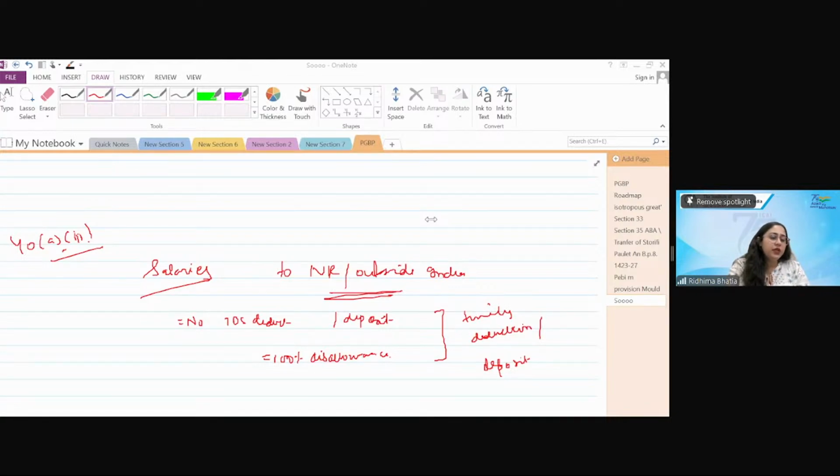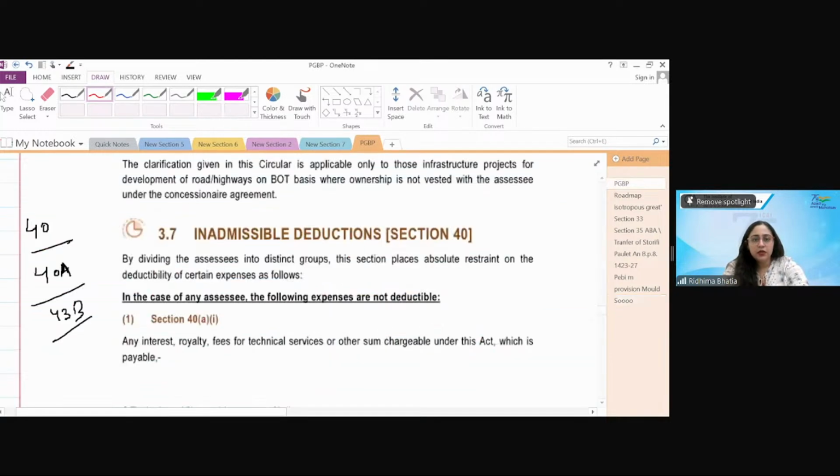Another one under section 48.2, 48.2A. I'll shift your screen there. One second.